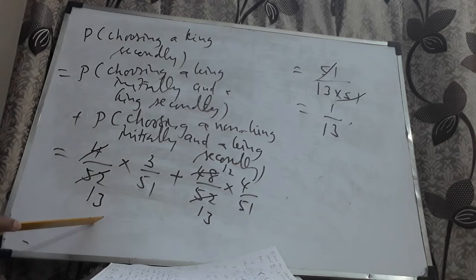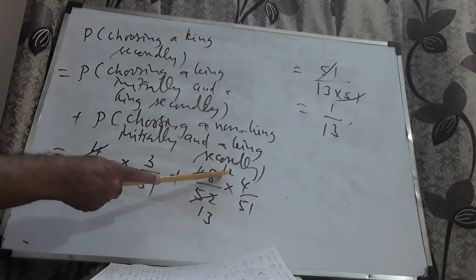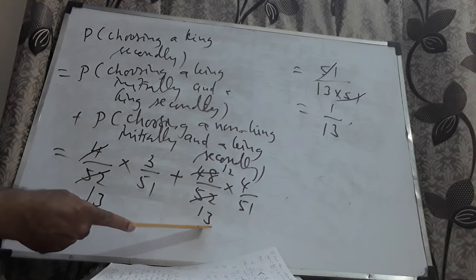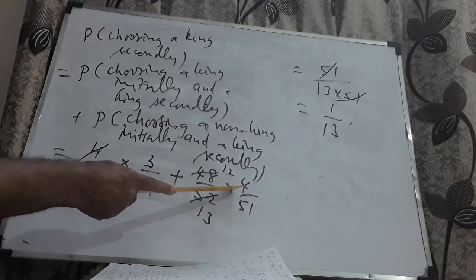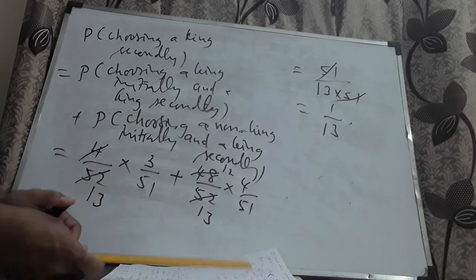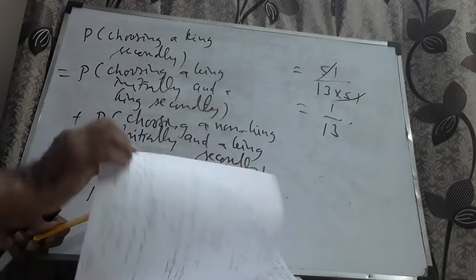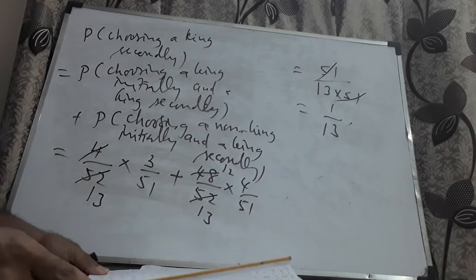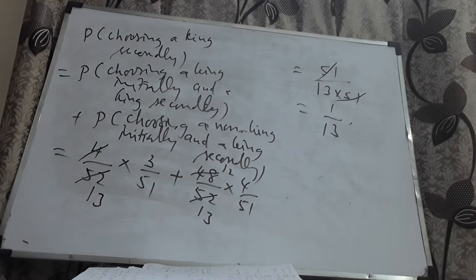Here 4 13s are 52. 12 4s are 48. 13 4s are 52. For 48 plus 3 is 51. 51 gets cancelled. The final answer happens to be automatically 1 by 13. Final answer is simply 1 by 13.